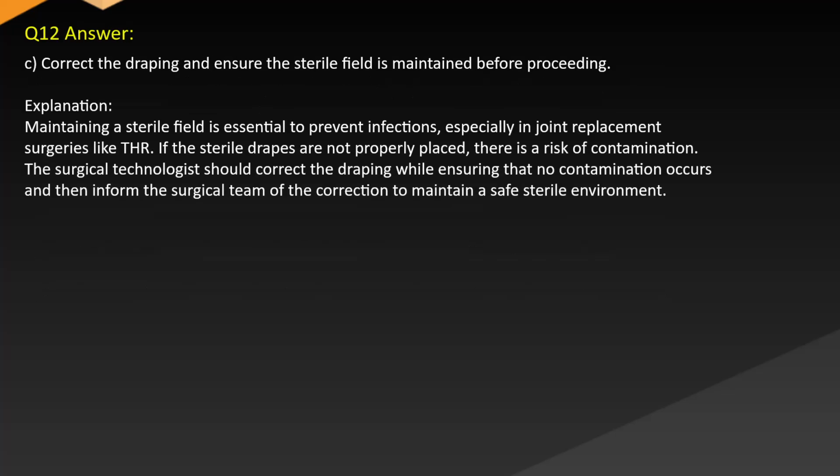Answer: C. Correct the draping and ensure the sterile field is maintained before proceeding. Explanation: Maintaining a sterile field is essential to prevent infections, especially in joint replacement surgeries like THR. If the sterile drapes are not properly placed, there is a risk of contamination. The surgical technologist should correct the draping while ensuring that no contamination occurs and then inform the surgical team of the correction to maintain a safe sterile environment.